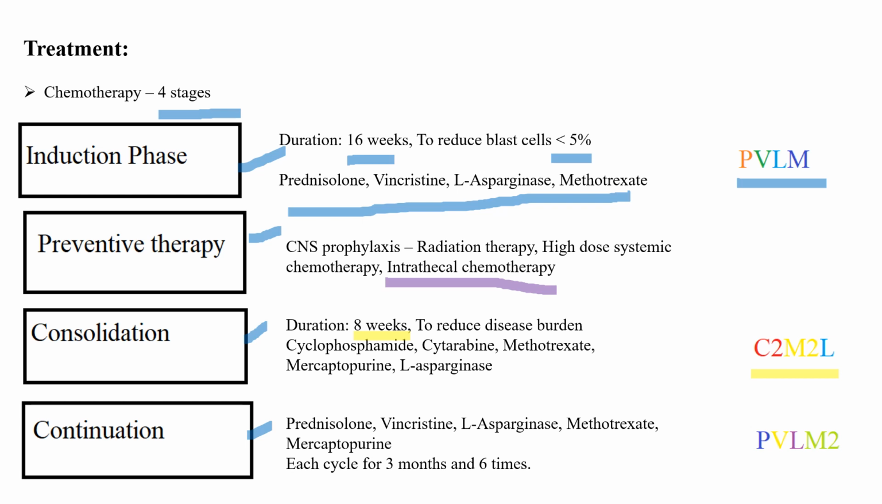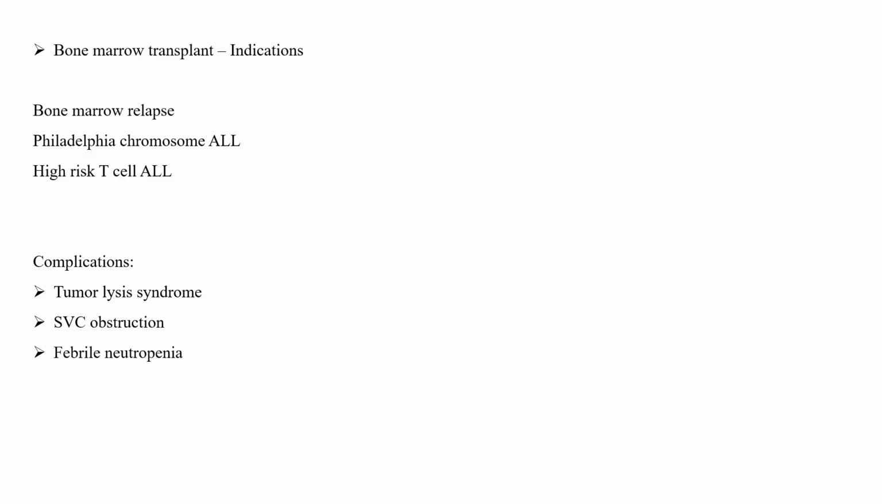In the continuation phase, again the same drugs as the induction phase, but additionally we add mercaptopurine. Here we have to give each cycle for a duration of 3 months, and this cycle has to be given 6 times. This is regarding chemotherapy. Then the definitive treatment is bone marrow transplant. This is indicated when there is a relapse of the symptoms, when there is Philadelphia chromosome positive ALL, or when there is a high risk T cell ALL.